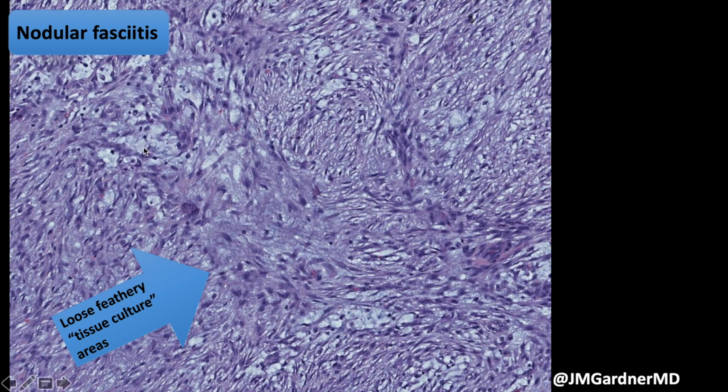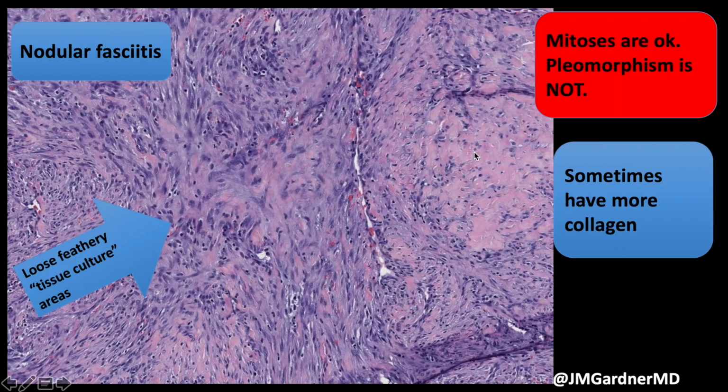So again, look at the myxoid cystic breakdown. It's subtle, but you can see little myxoid bluish pockets that are breaking down and degenerating here. And then these loose feathery areas are so-called tissue culture areas, and other areas will have little short fascicles of myofibroblasts. Some cases like this one are much more pink and have more dense sclerotic collagen.